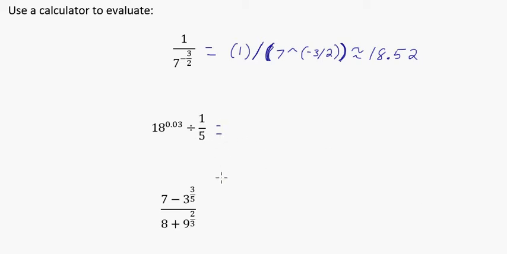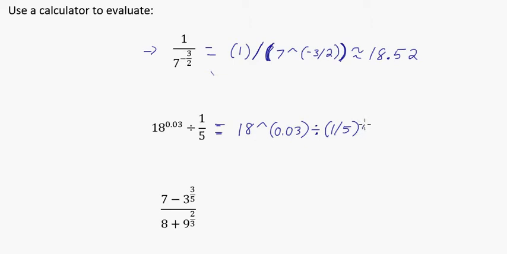So I don't really have so much as a rational expression here. I just have this number raised to an exponent divided by this number. And the calculator has the order of operations built into it. So I should be able to just type this directly into the calculator as 18 raised to parentheses 0.03 close parentheses divided by parentheses 1 divided by 5. Remember, fractions we wrap in parentheses. If it's a simple fraction like 1/5 or 2/3, we just wrap the whole thing in parentheses. If it's complicated like this fraction, we like to wrap the numerator and the denominator in parentheses.